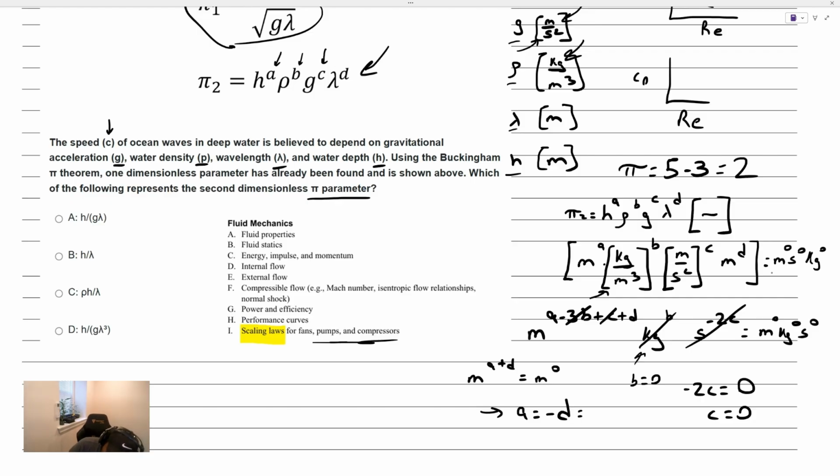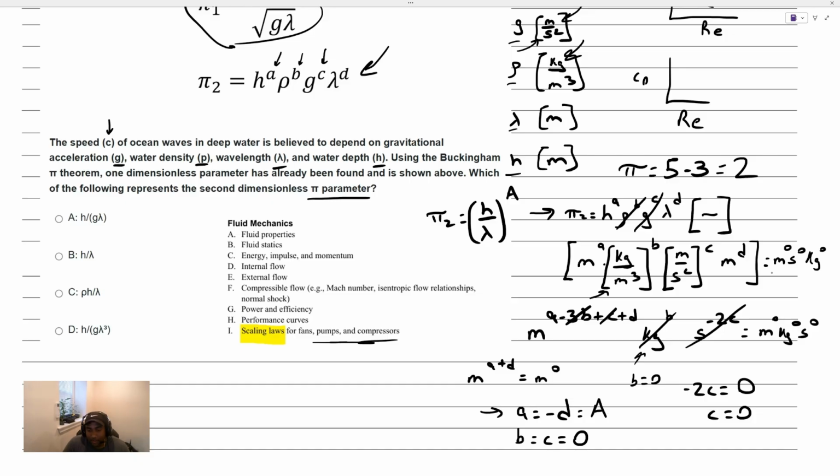Let's call that constant uppercase A. Okay, what about B and C? Those are both equal to 0. If we look at the form of our pi parameter up here, what that means is I know pi 2 is the following. B and C are both raised to the 0th power, and A is equal to negative d, or what I have is h over lambda raised to some power.